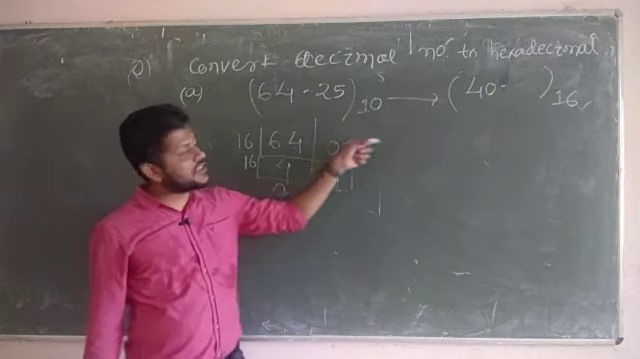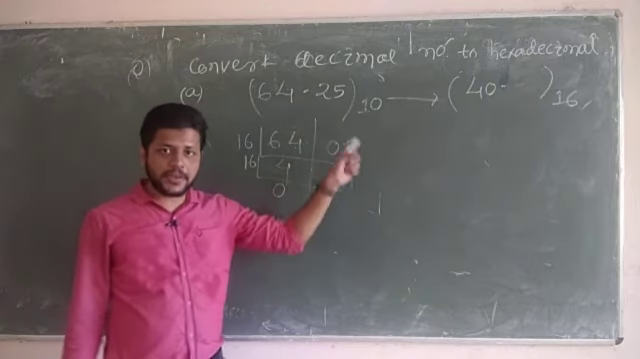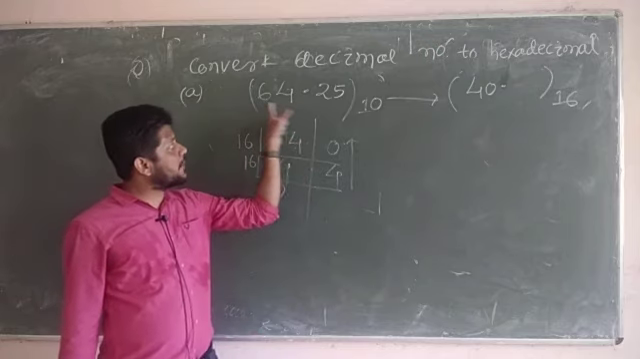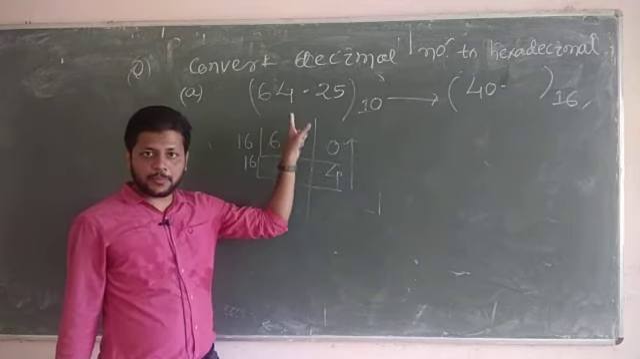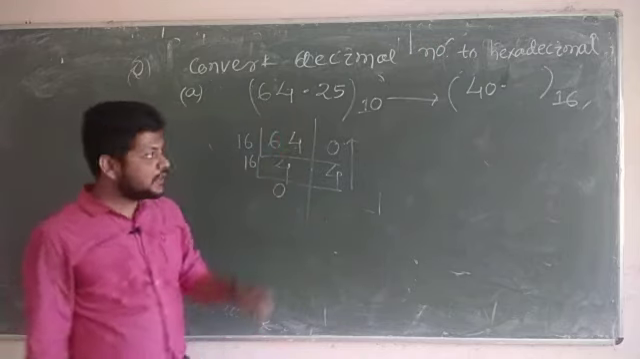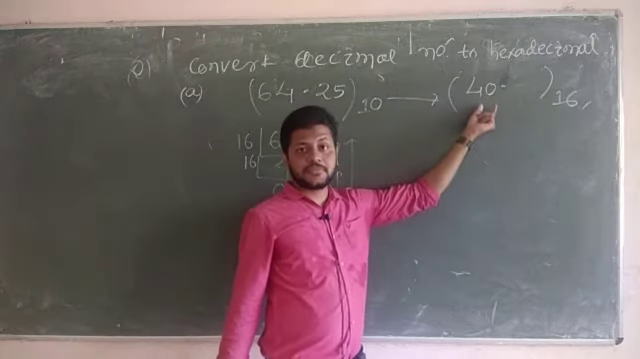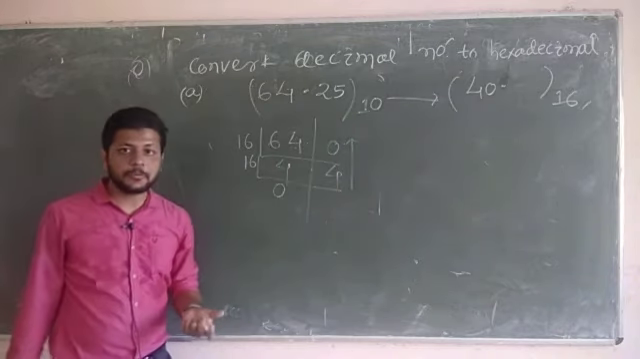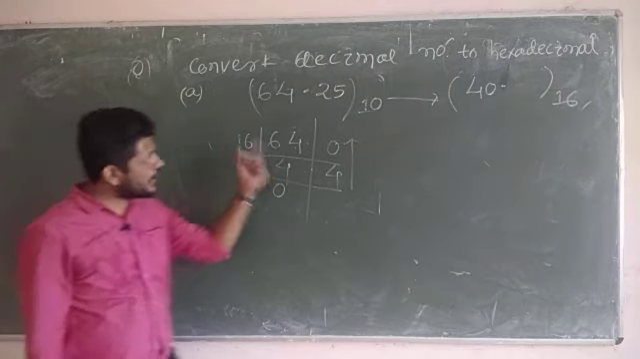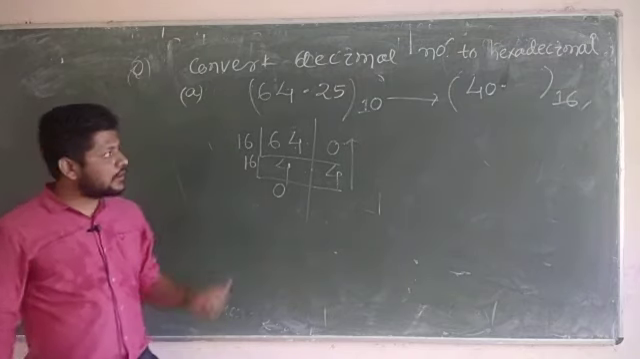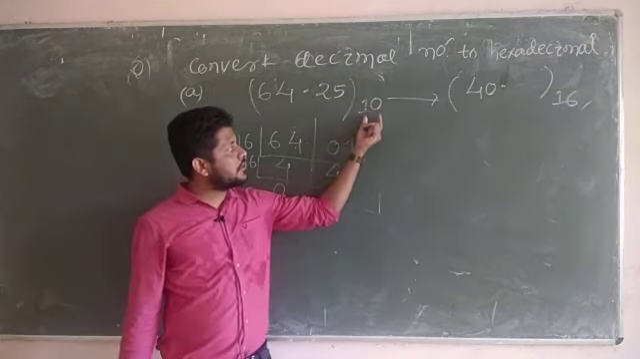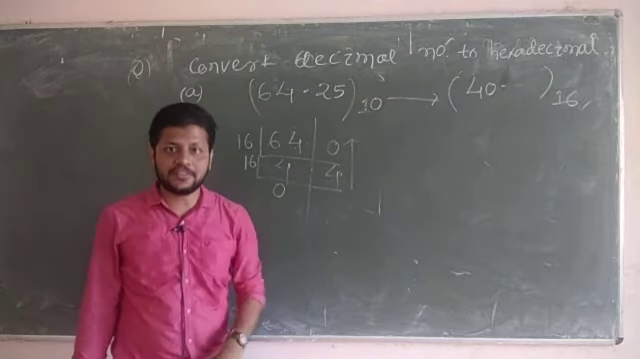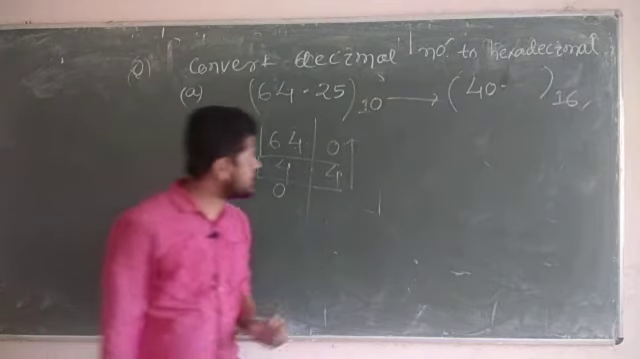So the base is increasing from 10 to 16, and inside the base the given number is 64. But after conversion the number will be 40. So which is greater, 64 or 40? Obviously 64 is greater. So when we convert a number from a lower base to a higher base, the number inside the bracket will be decreasing.